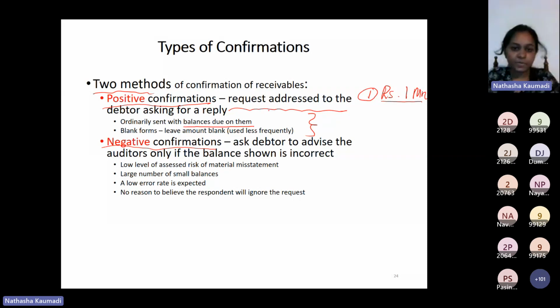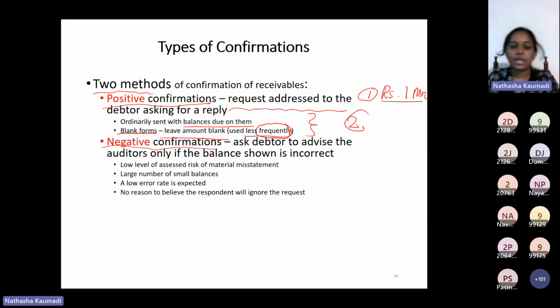Second way is what? Blank forms. You keep the value blank, leave the amount blank. This is not frequently used, this method. Now, if you just keep the amount as blank, there's less tendency that you will receive the responses, right? Because the debtor is lazy. The debtor will have to check all these balances and write the correct value as well. But if the amount is directly given, they can just check the balance with their system and confirm. So there are two ways anyway. You can keep the balance or you can leave the amount as blank. Anyway, you are expecting a reply.